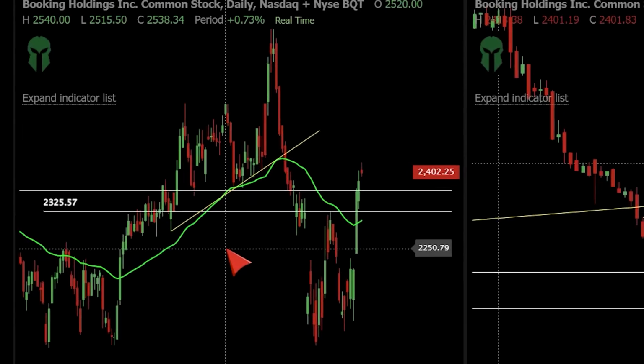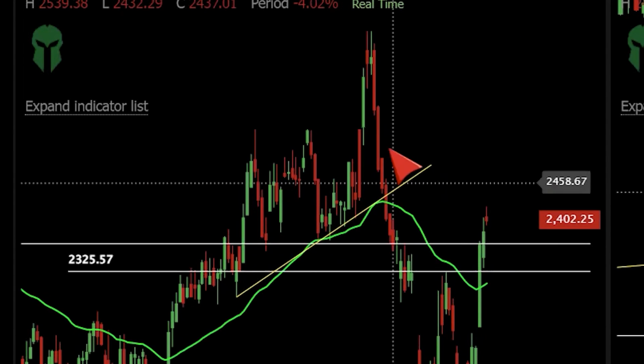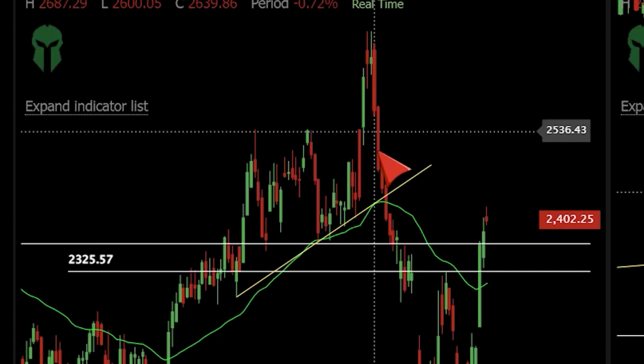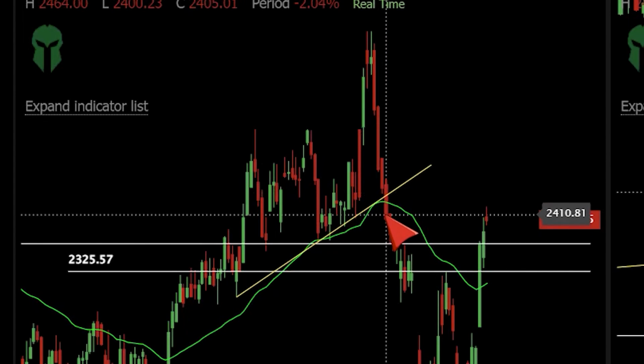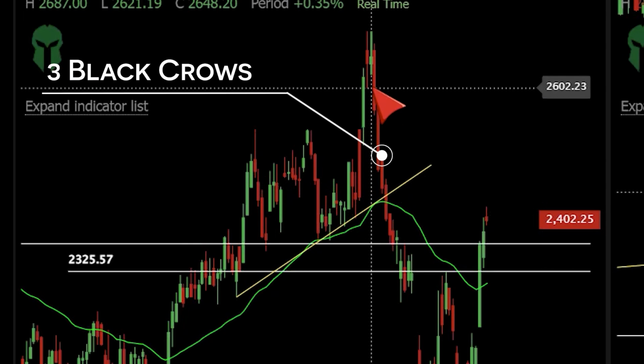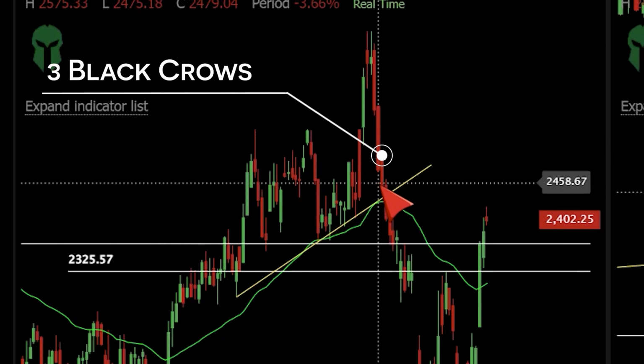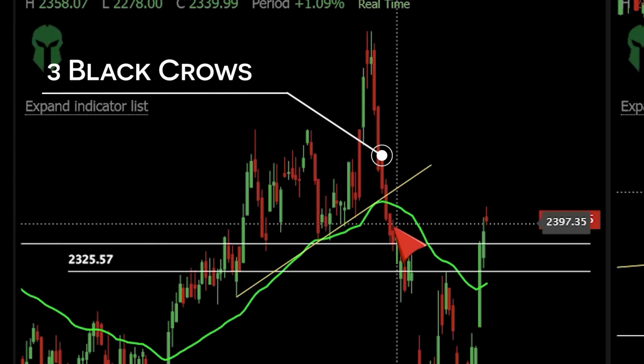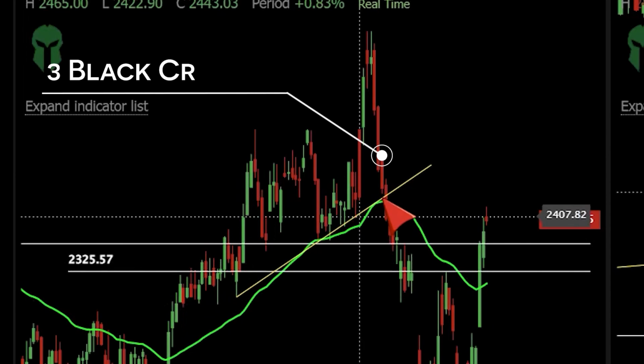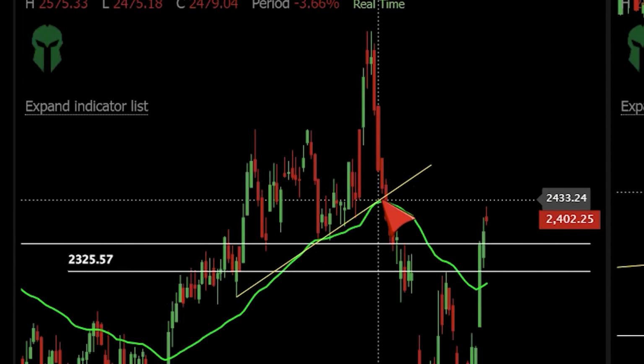In this case, there are really three key factors here. This is a candlestick pattern very commonly referred to as three black crows. 1, 2, 3. It's not rocket science why it's called that. This is confirmation of the trade. This is the break of the trend line.